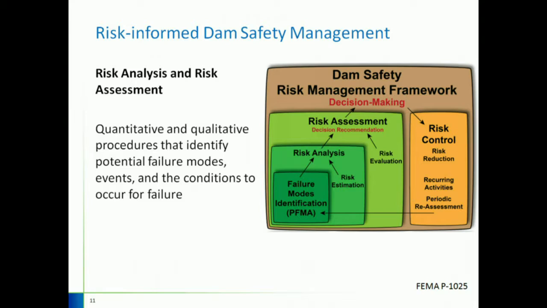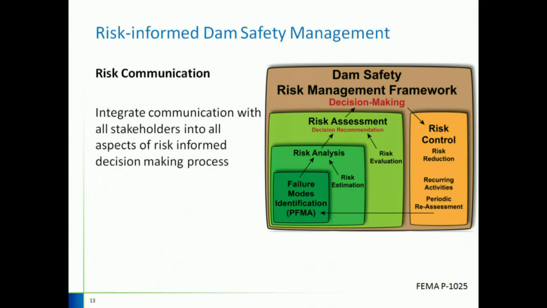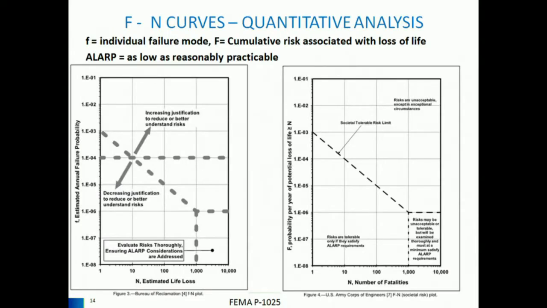Risk communication. FEMA mentions that risk communication has to happen at all steps along here with all the stakeholders involved in the process. So I put two FN charts here. One is from USBR and one from Army Corps, and you will see the similarities between the two. If you look at it closely, you'll see the numbers are pretty close here, 10 to the minus 6, 10 to the minus 6, 10 to the minus 4 here.